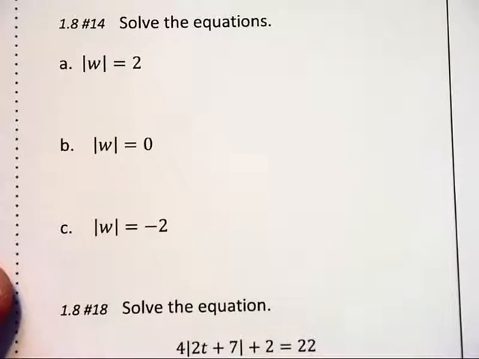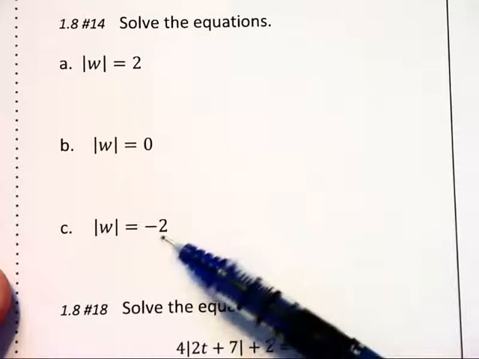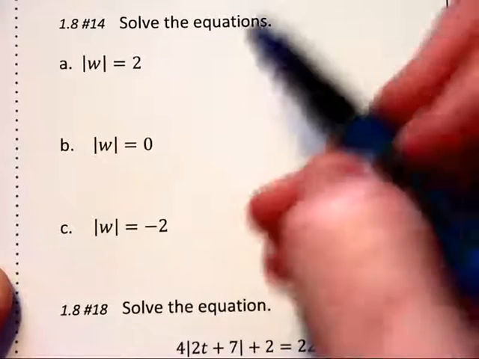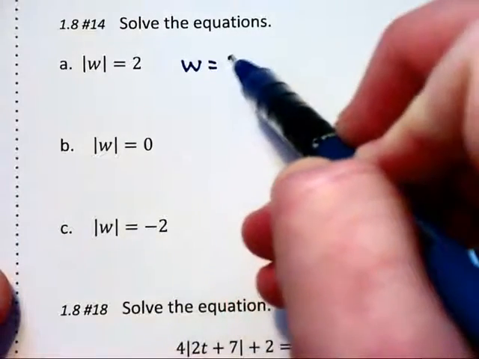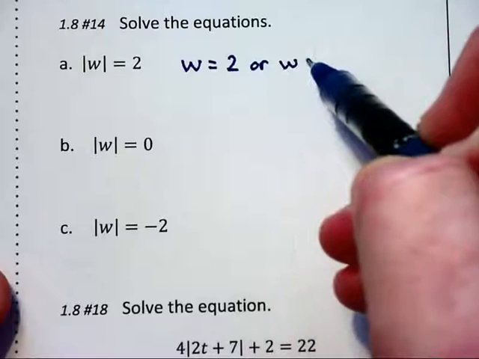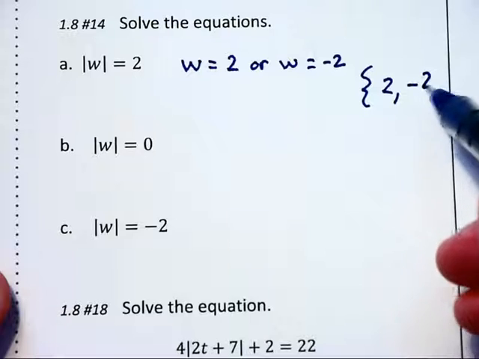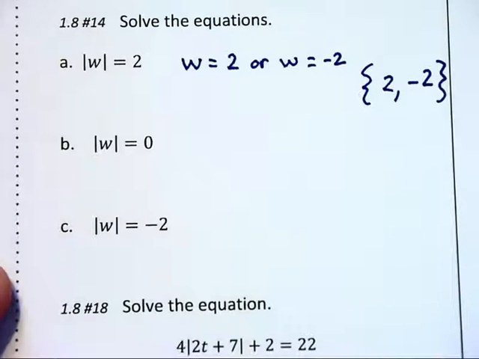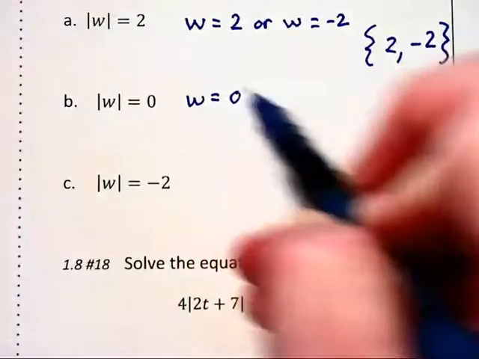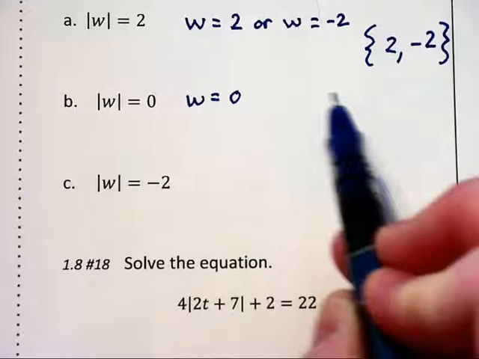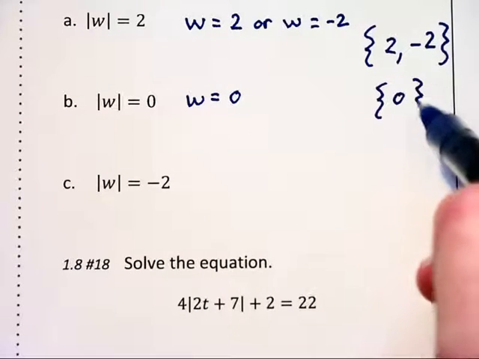Okay, in this next problem we have the absolute value of w equal to 2, equal to 0, or equal to negative 2. In this first case, using property number 1, we have w equals 2 or w equals negative 2. So we have the solution set containing 2 and negative 2. In the second part, you have w equals 0, but writing or w equals negative 0 doesn't make any sense, so we just have the solution set 0.